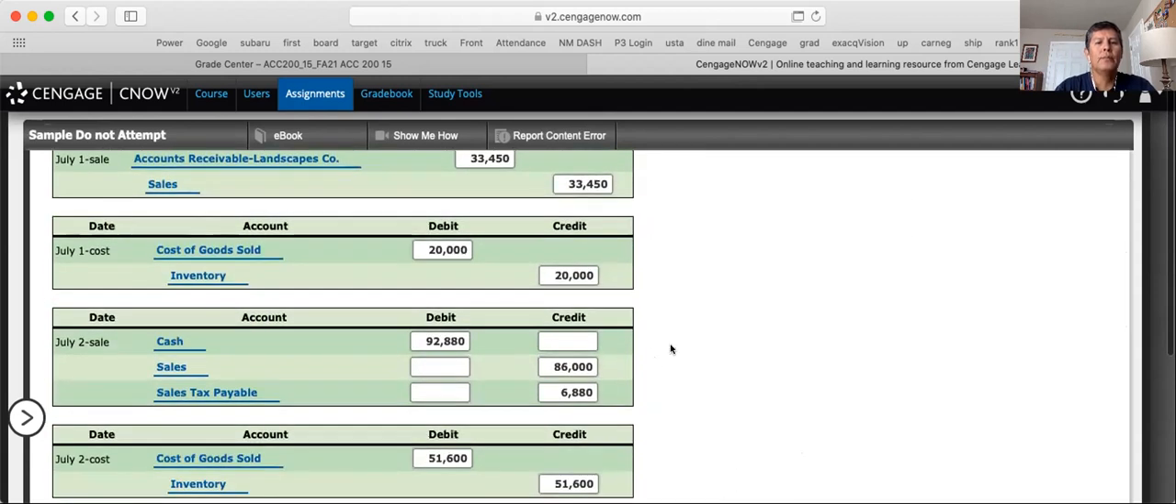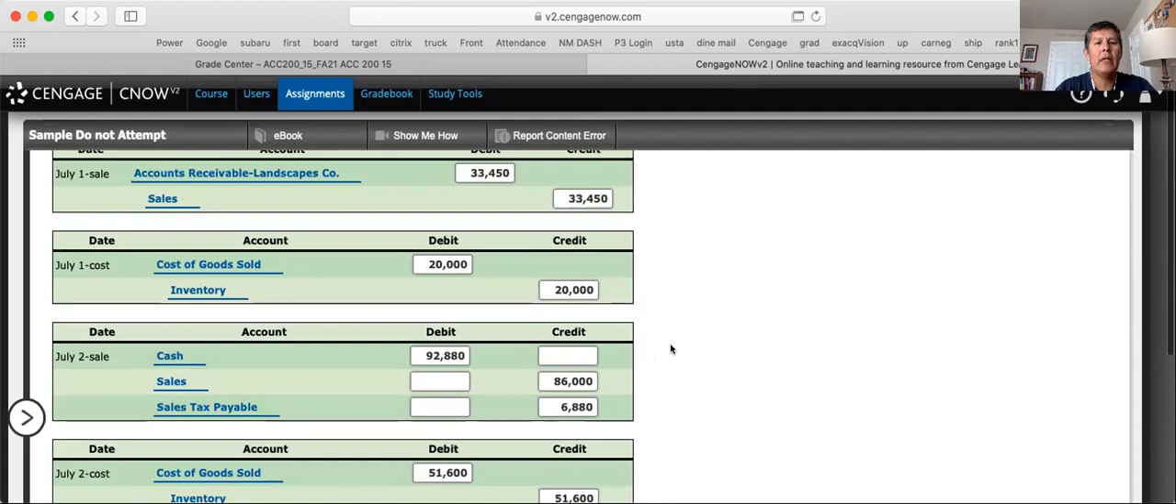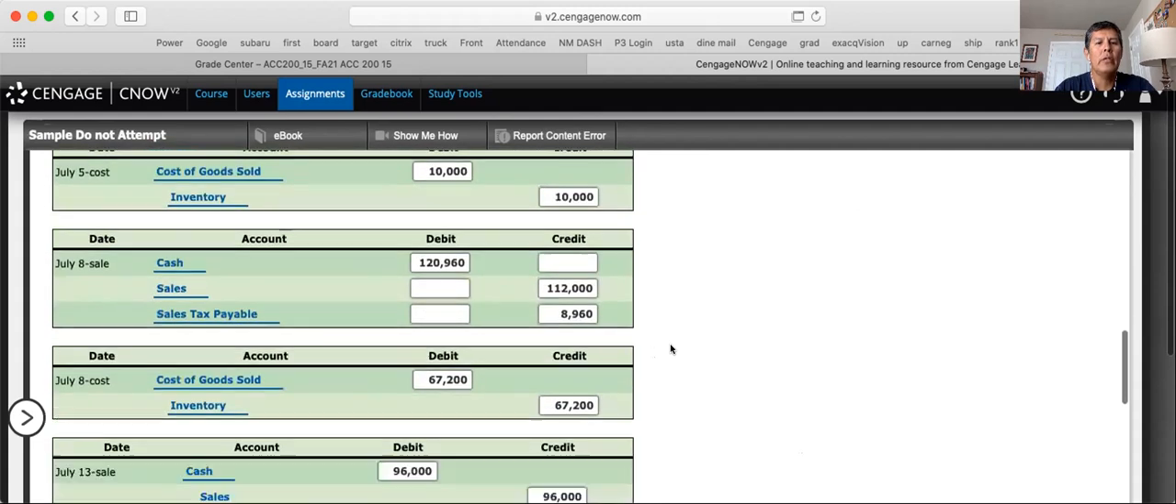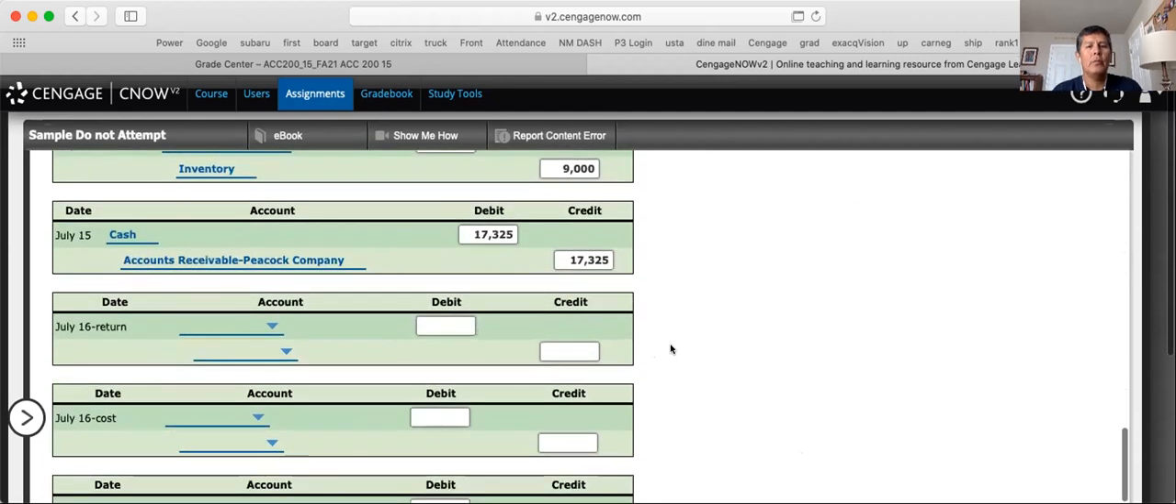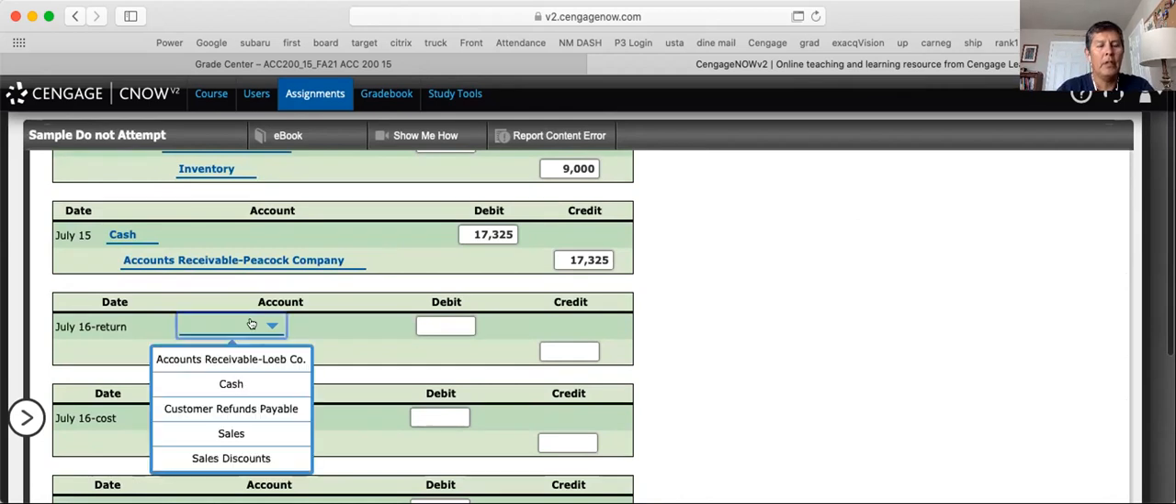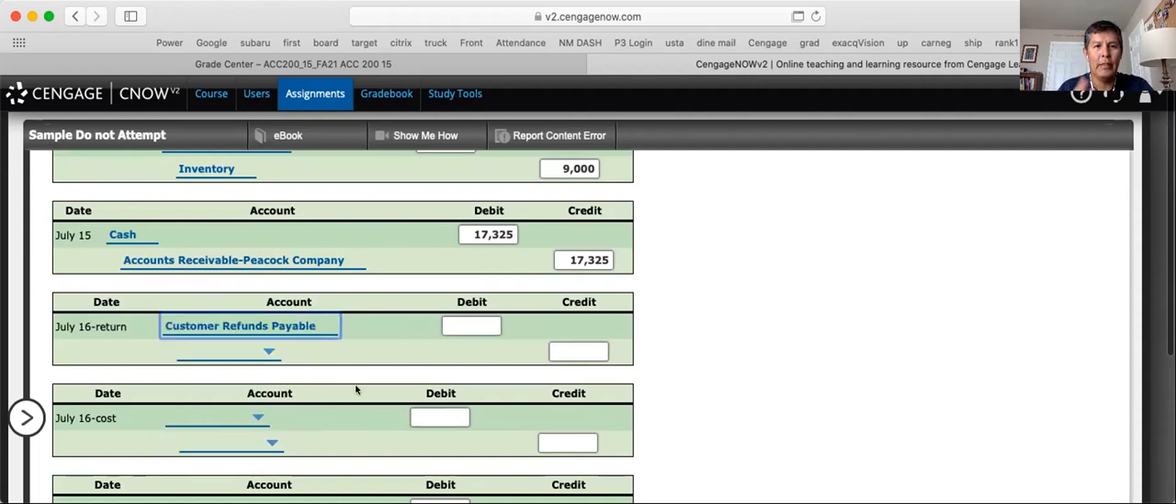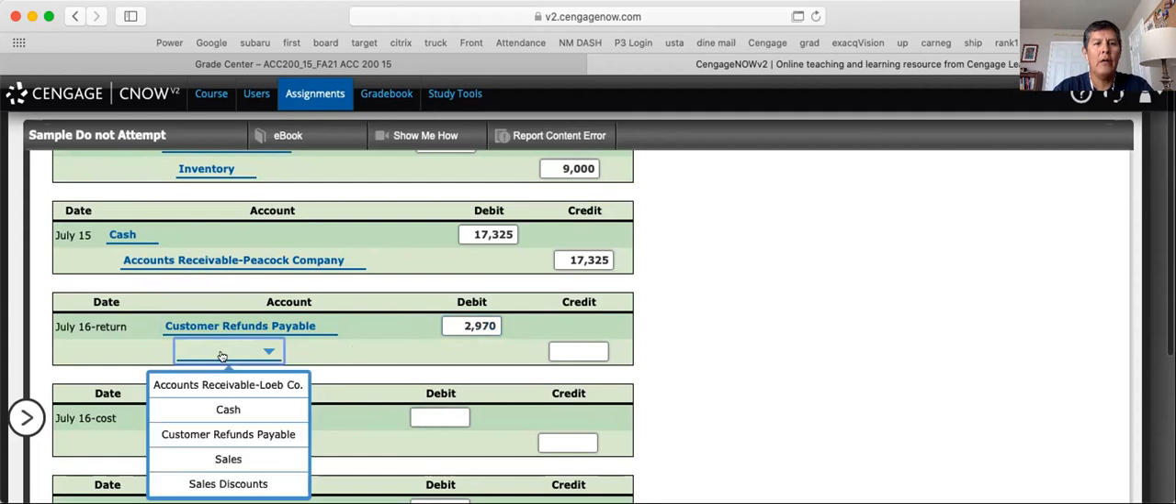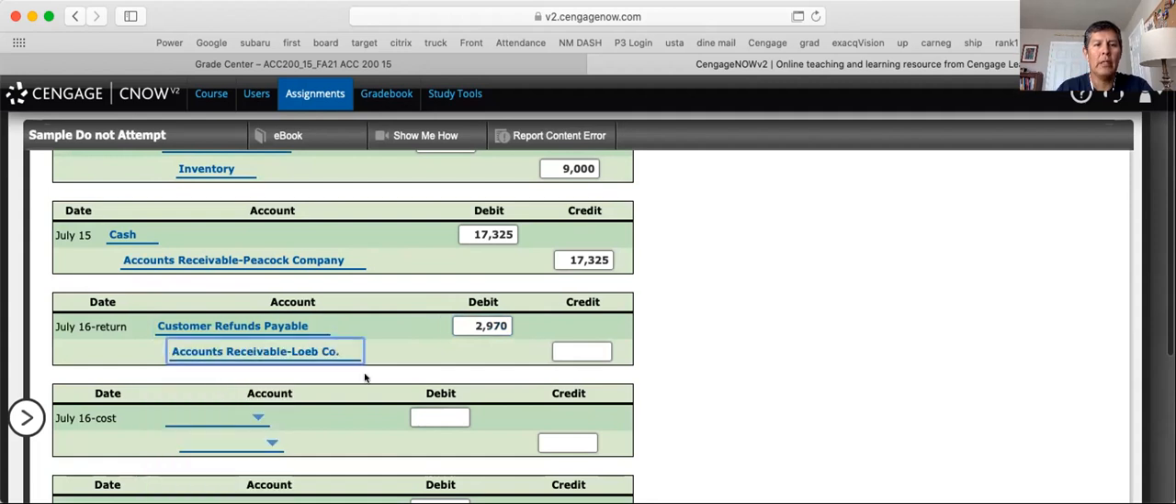Keep in mind that they had a discount too. I think it was 1%. So it was 3,000. Going back to my calculator, 3,000 times 0.01 gives us a $30 discount. Okay, $30 discount. So customer refund payable. The reason why is we're pulling it out of their payable account. $29.70. Now we're pulling this off of account receivable, because remember, we put it into account receivable. So we're pulling it back off. $29.70.